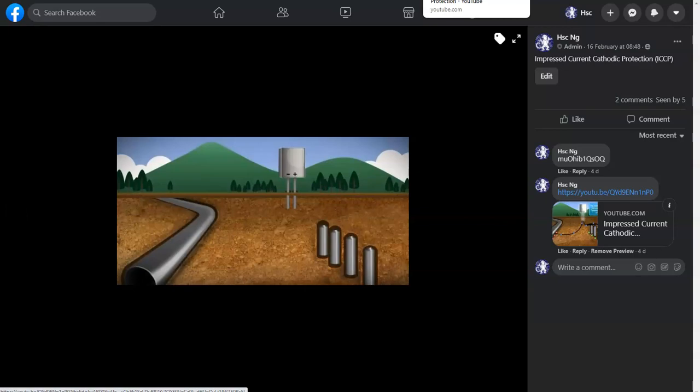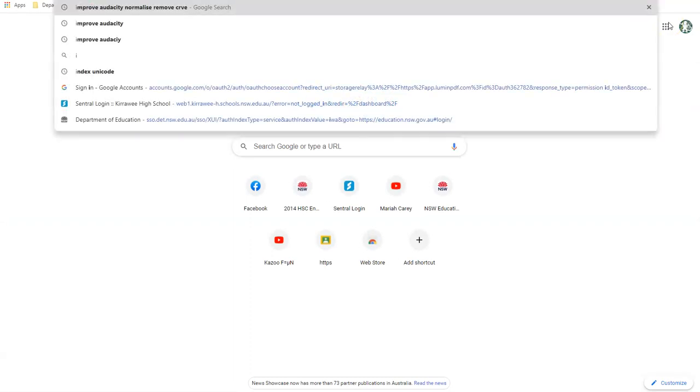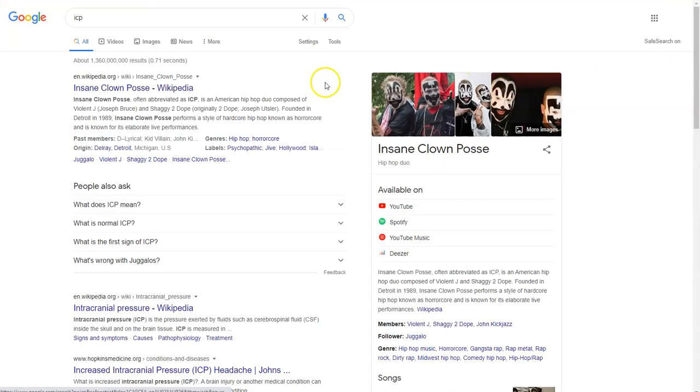There was a bunch of angry clowns in the late 90s, early 2000s called ICP. They also had a song about magnets. Anyway, they were wrestlers. In their concerts, they spray people with soft drink.